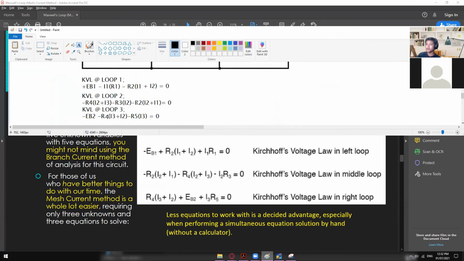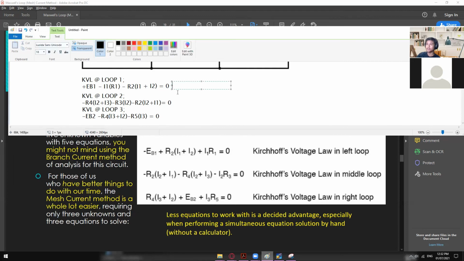Okay, so in here, all you need to do to make this one the same with the first equation is just multiply this one by negative. So this one will become negative, and then negative times negative will be positive. Okay, this one, and then negative times negative is now positive. So our equation number 1 is correct.